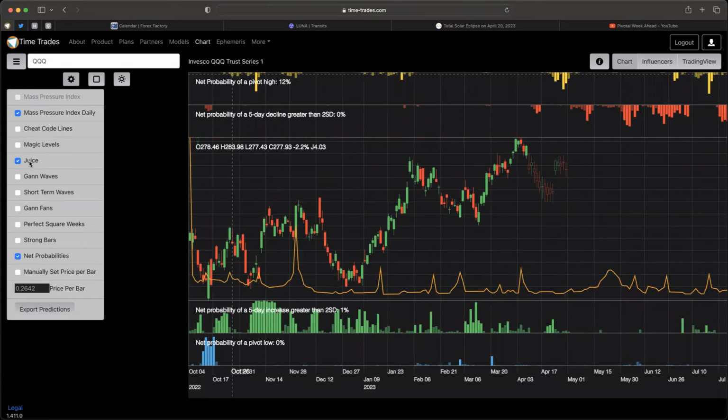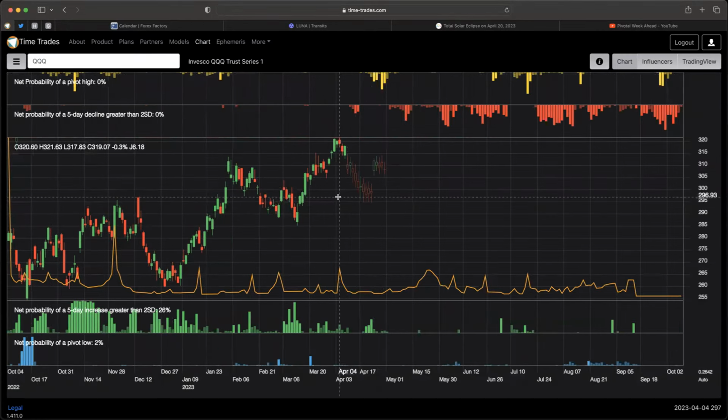Time Trades that contributed to last week's successful forecast, and that is this little feature called juice. The juice indicator has these little spikes, and these spikes indicate alignments in planets, and they happen from time to time. You can see these little juice spikes tend to align very well with bullish days. So that was one of the reasons why I felt that Tuesday would be the top this week.